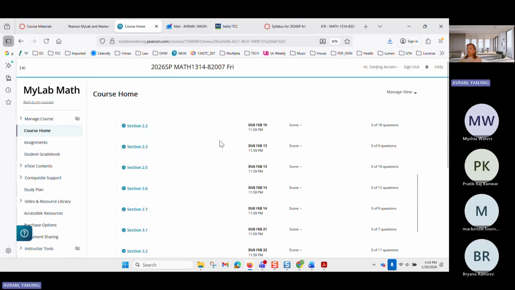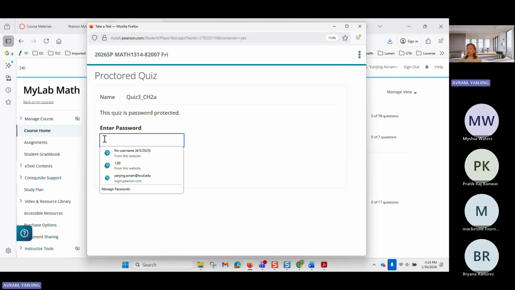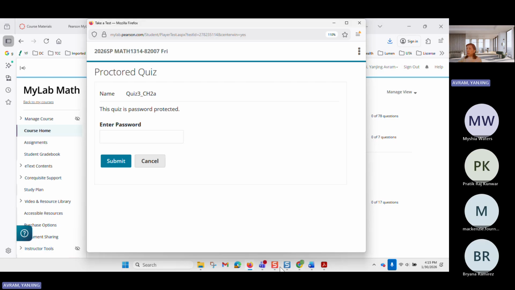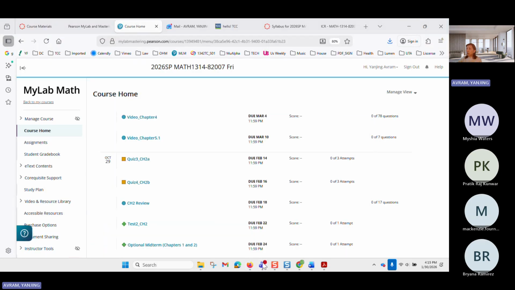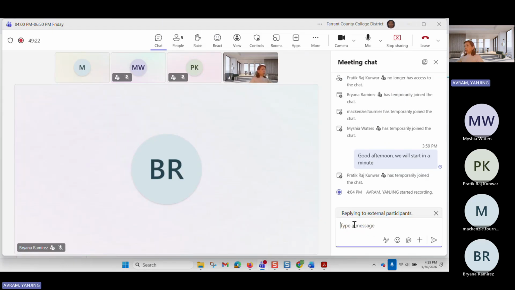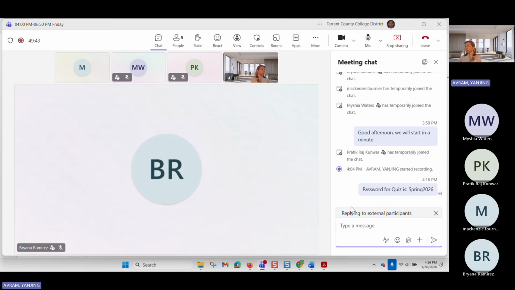And there's a little bit of quiz. If you try to open the quiz, it will ask you to enter the password. So let me type it in the chat section. The password here is Spring 2026. The first one is capitalized, Spring 2026 is one word, with no space in between.